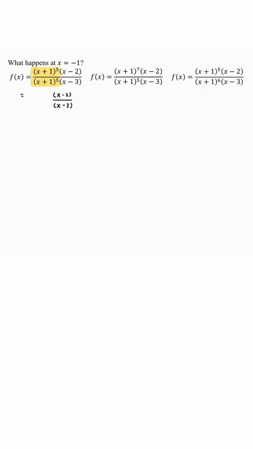The unfactored and the factored version are not equivalent until you put x is not equal to -1. When you substitute -1 in, you get (-1, 3/4). What does this mean? There's a hole located at x equals -1.